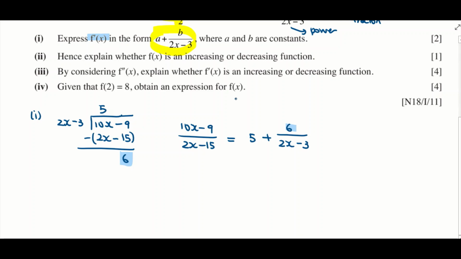So a good habit is also to tell me what is my a. a is 5, my b equals to 6. And that will be the answer.